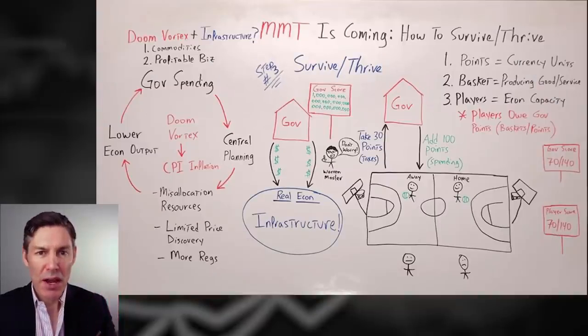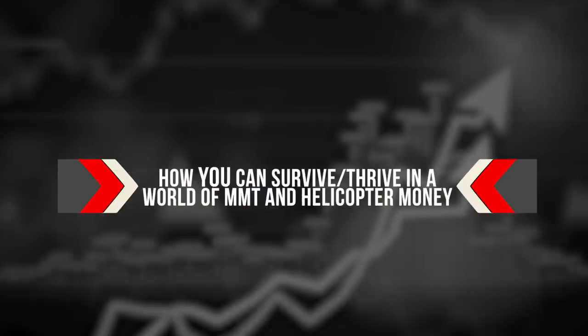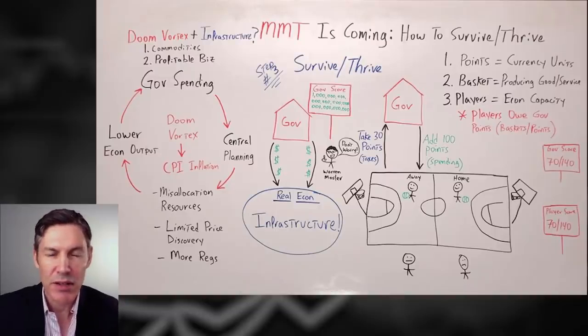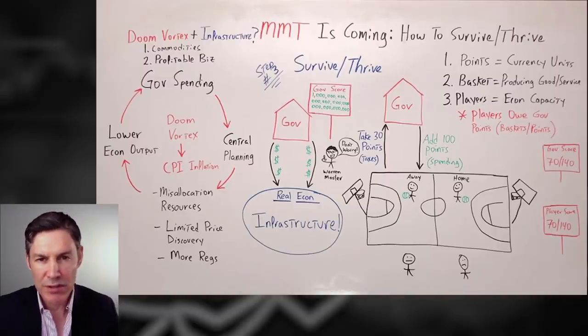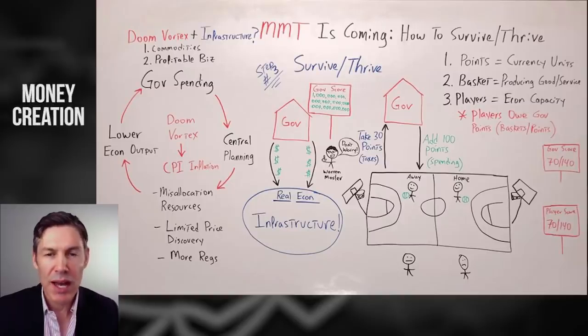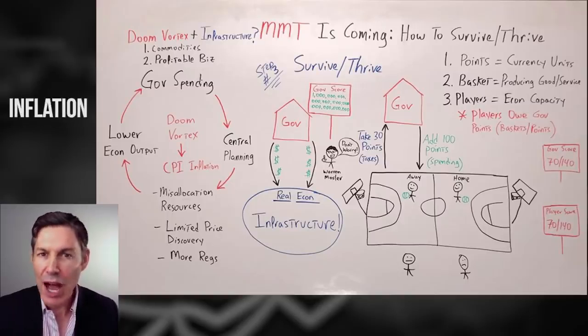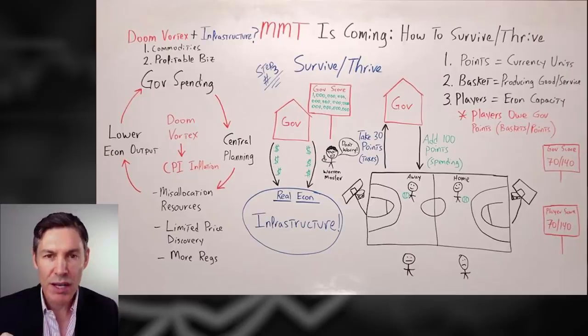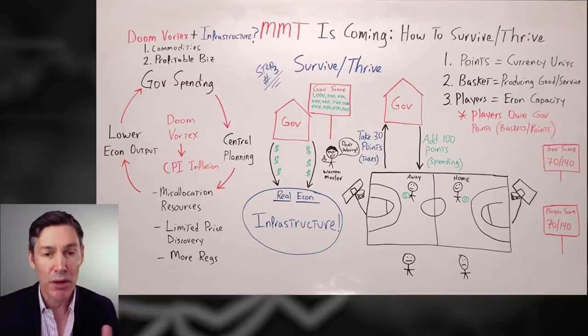Step number 3, how you can survive and thrive in a world of MMT and helicopter money. Let's put the pieces of the puzzle together so you can come up with a specific game plan. We understand how the MMT group looks at the creation of money and inflation. So now we can start to predict that if they get the ear of the politicians, which they most likely will, I think they already have, both left and right, what the policies are going to be as a result.